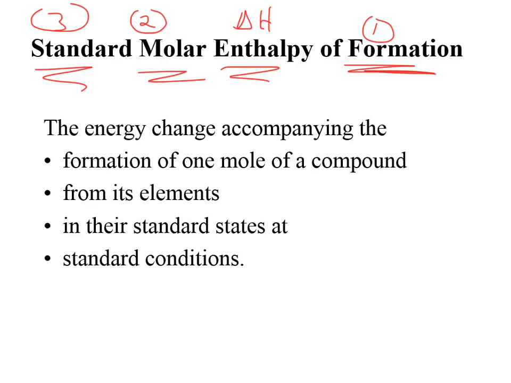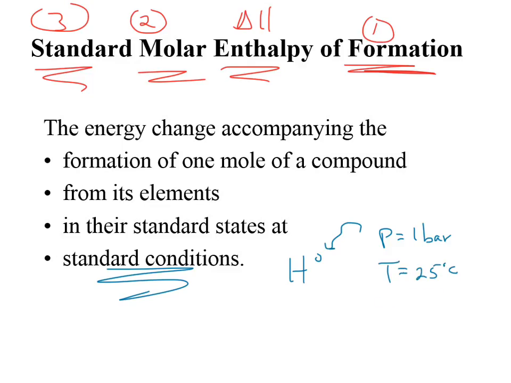Now, standard. We talked about that. That's the naught. So H naught would be the enthalpy at standard conditions. Standard conditions, that's your H naught. Anytime you see a naught, that's standard conditions. And for thermodynamic problems, the pressure is 1 bar, which is about 1 atmosphere, and the temperature is 25 degrees Celsius. So that's going to kind of be revisiting it.